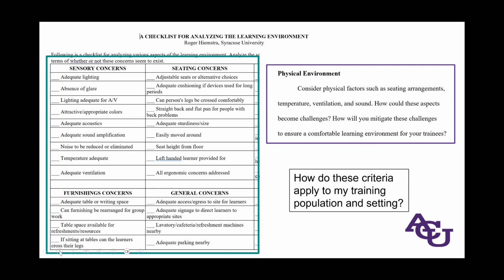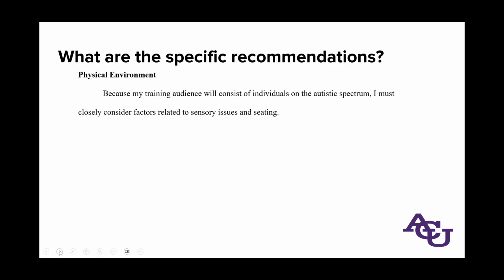You need to ask yourself, how do these criteria that are found in my resources apply to my training population and setting? So I'm going to give you an example. Let's pretend that my training is going to be one to help students with autism on our campus engage in study strategies that may be helpful to them to navigate their coursework or other situations on campus.